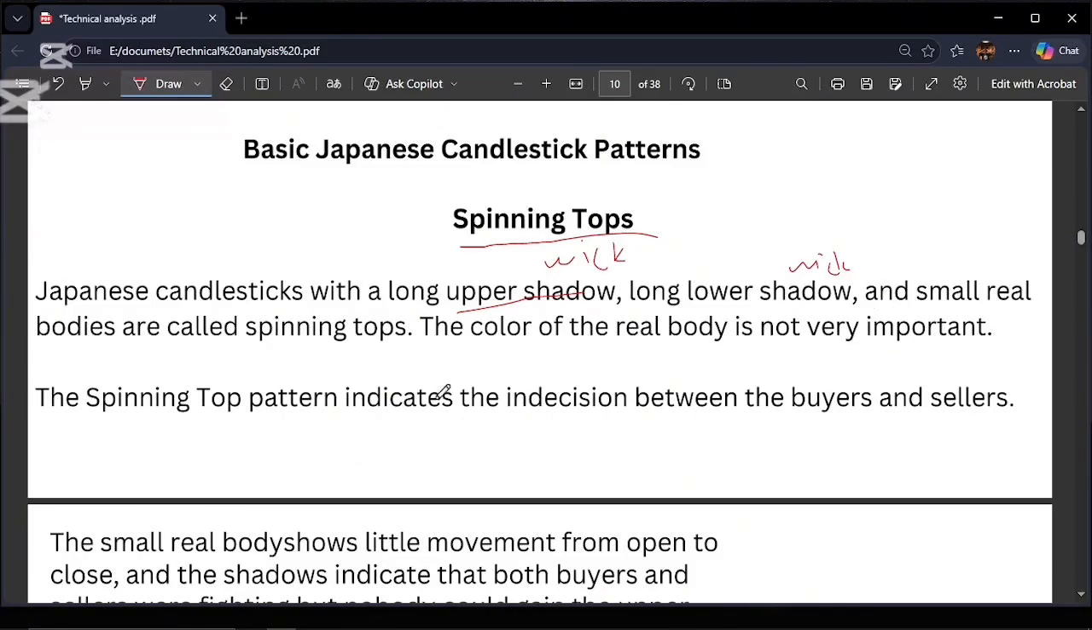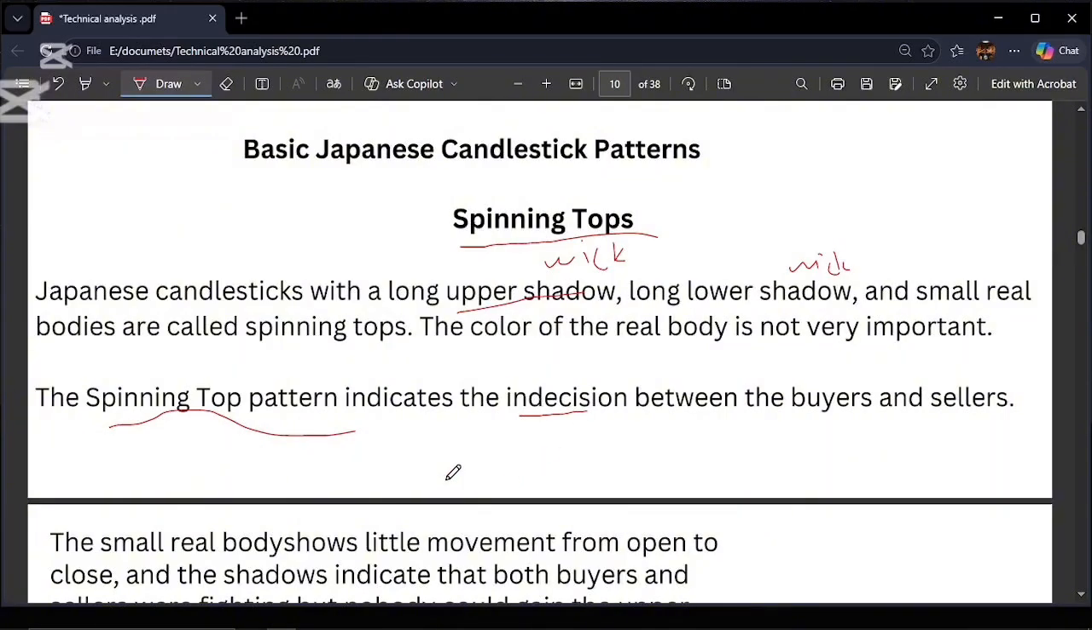Their color does not matter, whether red or green, bullish or bearish. The color doesn't matter as long as you see such a shape. There's a meaning for that. The spinning top pattern indicates indecision between the buyers and the sellers. Now the market is neutral. No one is buying, no one is selling.